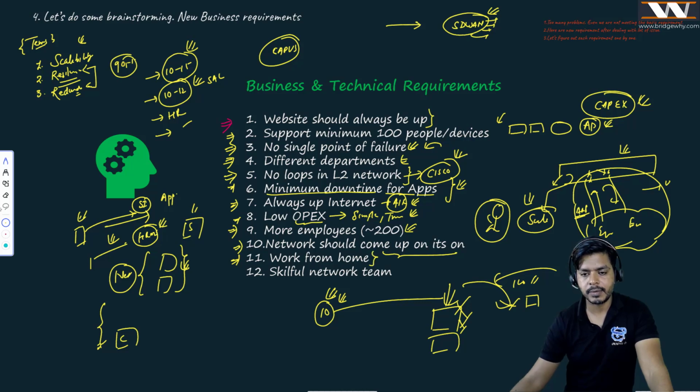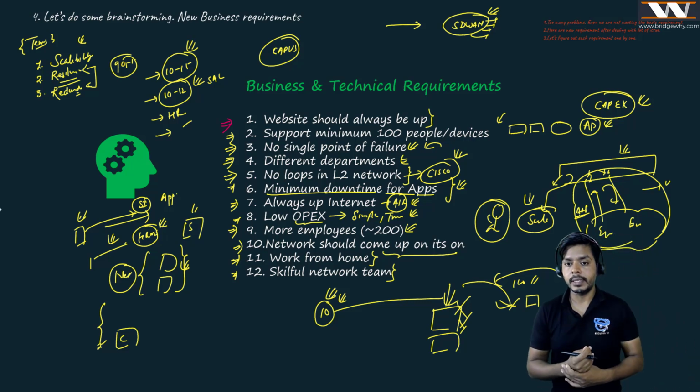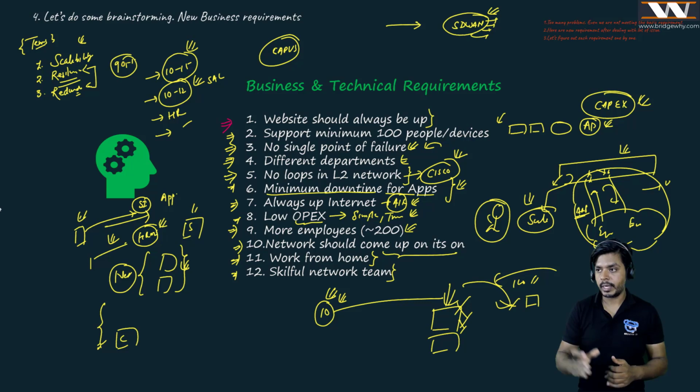And again, this was the old requirement, work from home. It is still there because sometimes some people want to work from home. We should incorporate that. Then we should have a skillful network team. This is again a new requirement, because now Mr. CEO, Mr. Network Engineer doesn't want to be dependent on only one guy, so he wants to have a team of skillful network engineers. As simple as that.